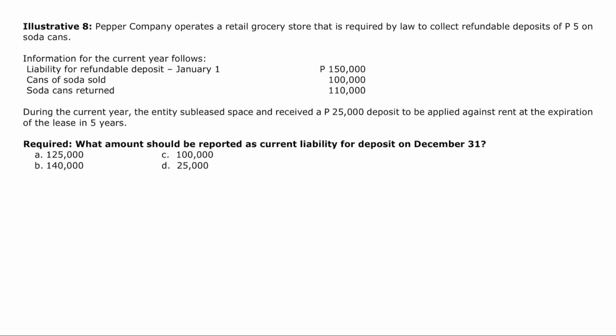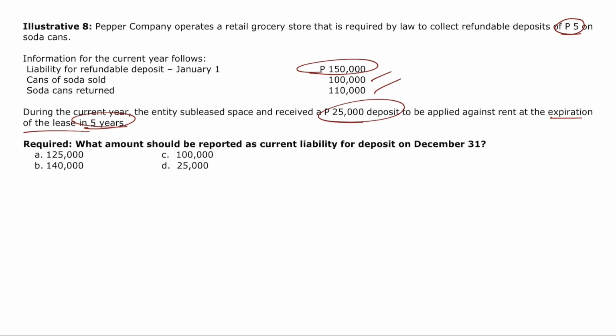So, here, in illustrative problem number 8, Pepper Company operates a retail grocery store that is required by law to collect refundable deposits of 5 pesos on soda cans. Okay? Information for the current year follows. Liability for refundable deposits beginning is 150. Cans of soda sold during the year is 100,000 cans, and then soda cans returned 110,000. During the current year, the entity subleases space and received a 25,000 deposit to be applied against rent at the expiration of the lease in 5 years.